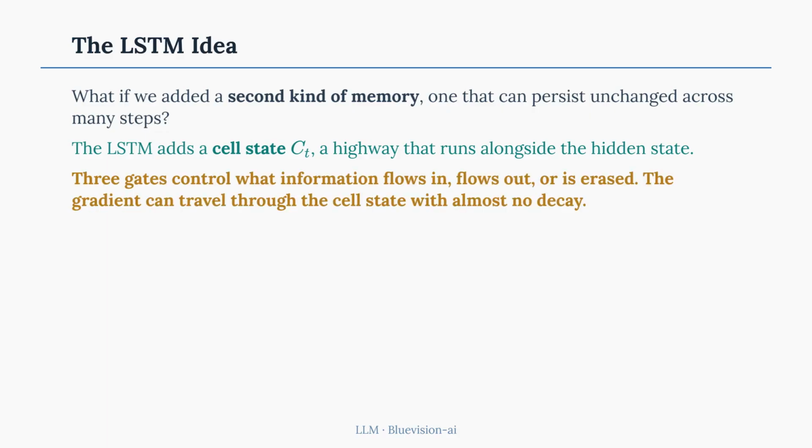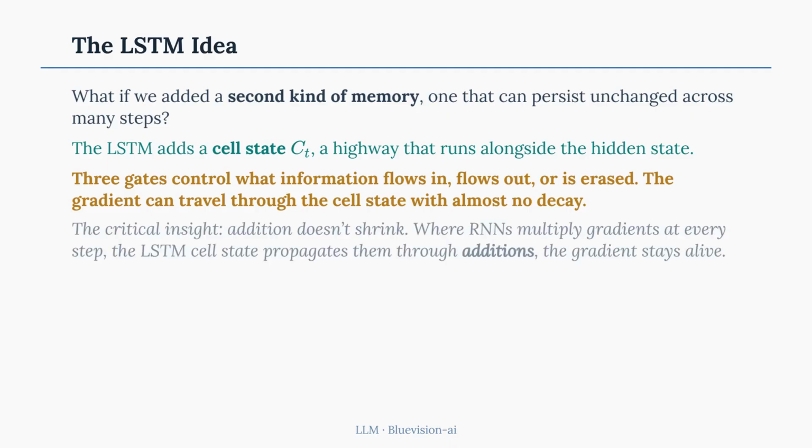3 gates control what information enters the cell state, what leaves it, and what gets erased. Each gate is a small sigmoid network that outputs values between 0 and 1, open or closed, or anywhere in between. And here's the critical insight. Addition doesn't shrink. The RNN multiplies the gradient through W_h at every step. But the LSTM cell state propagates through additions, and the gradient of an addition is just 1.